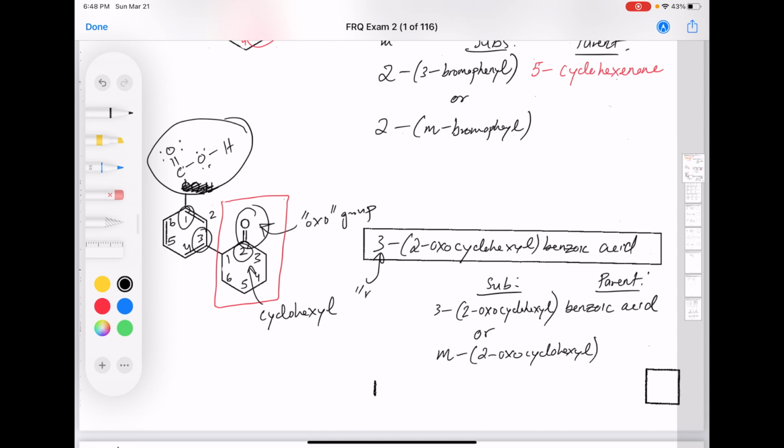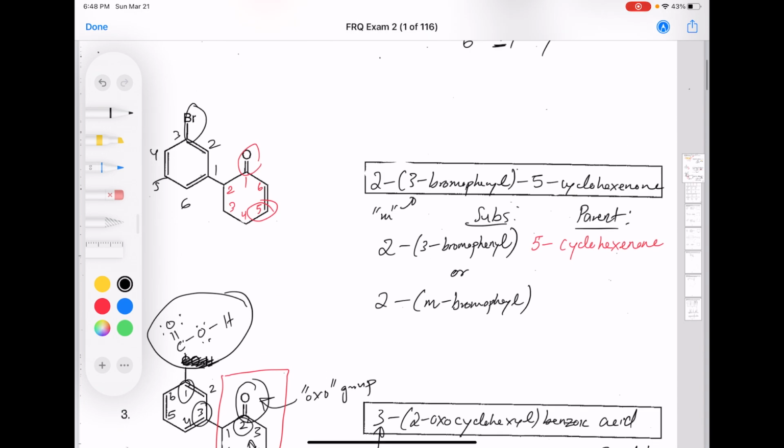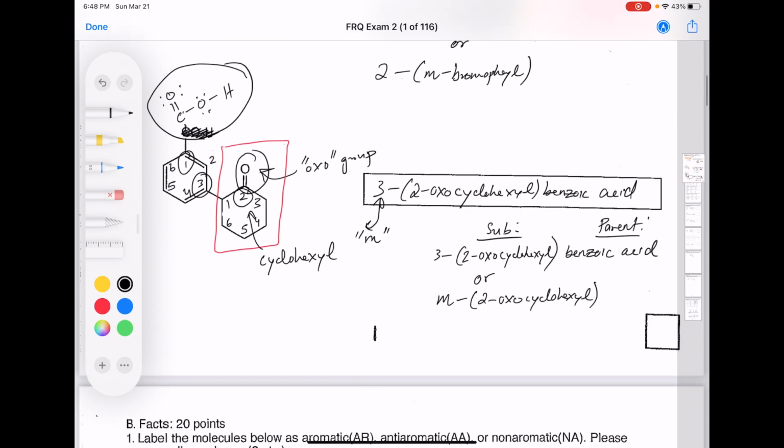And again, we can replace this with a meta. Let me just note that earlier as well. We can interchange between them. It's up to your choice. Again, the YL for the cyclohexyl is just indicating a substituent.